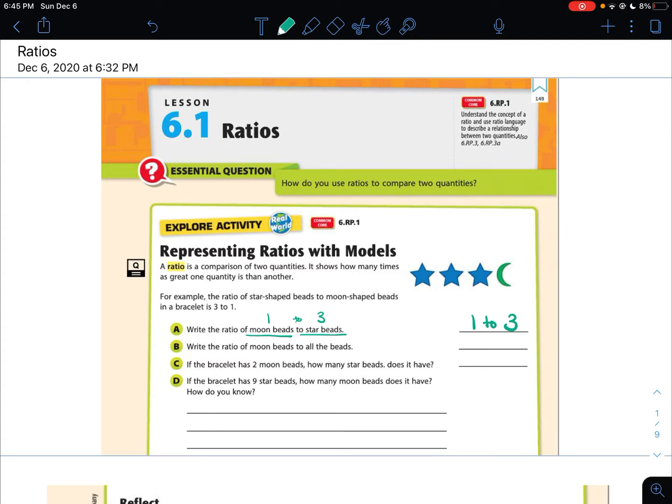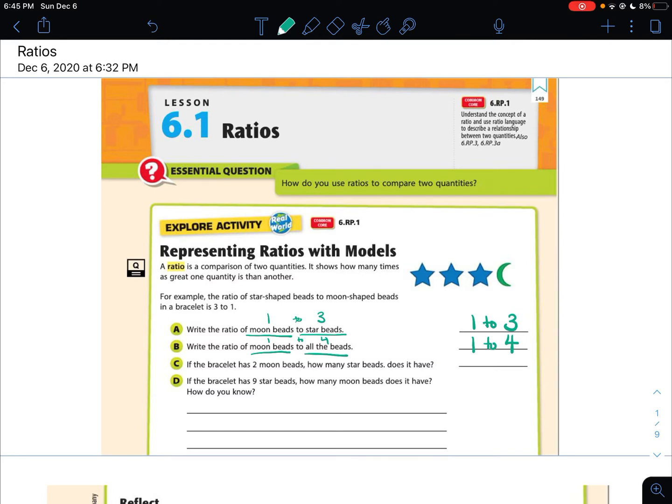Write the ratio of moon beads to all beads. So there is 1 moon, 2, 4 beads total. So the ratio would be 1 to 4. Okay? Next, if the bracelet has 2 moon beads, how many star beads does it have? I think drawing a picture definitely helps this situation, and you're going to get to see how good of a drawer I am right now.